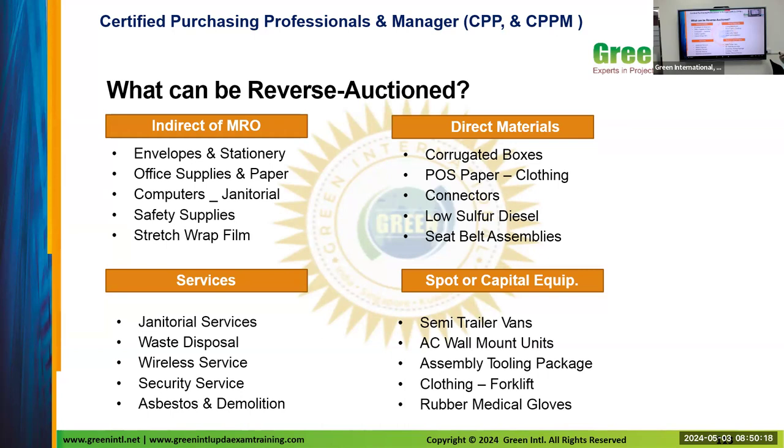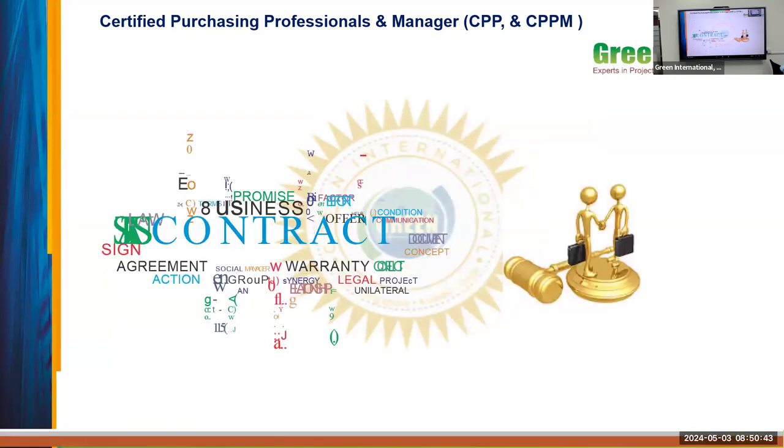Direct material: corrugated boxes, papers, seat bed assemblies. Such items can be used for reverse auction. Spot or capital equipment: semi-trailer vans, AC wall mount units, assembly tooling package, clothing, forklift, rubber medical gloves. Anything like that, standard items, even capital in nature like a forklift, can also go to reverse auction.